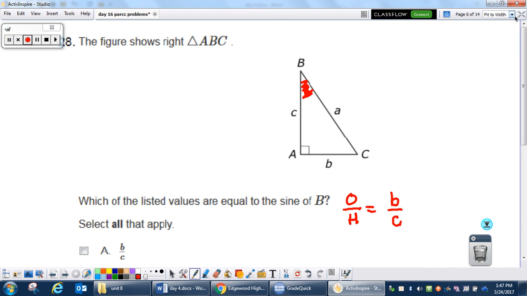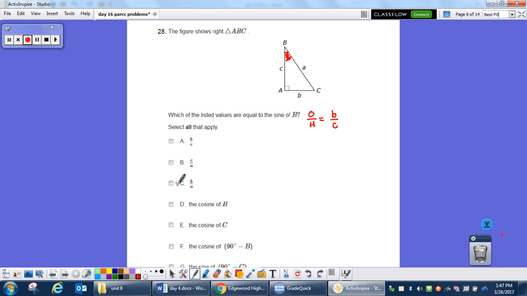So that's one answer, but if you pay close attention, it is also asking for, oh dear, I just found the wrong sign. So sine is opposite over hypotenuse, so it's going to be B over A. Please, super duper, make sure you get that corrected. Okay?